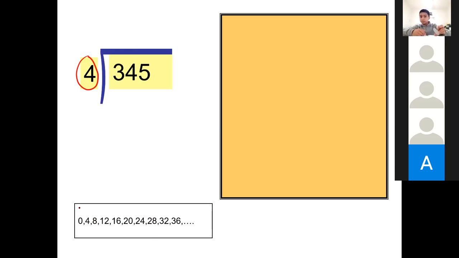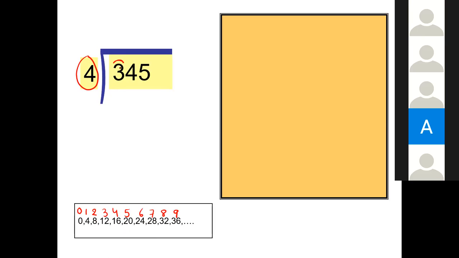We counted just till 9. So, we start counting from 0. 1, 2, 3, 4, 5, 6, 7, 8, and 9. Now we start digit by digit. If we look at digit 3, okay? Which number is very close to 3 in table 4 and has to be less than 3? Zero, bravo. So zero is the only one that is very close to three and less than three.